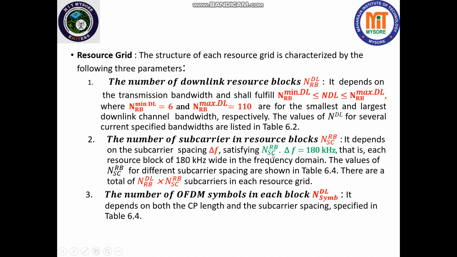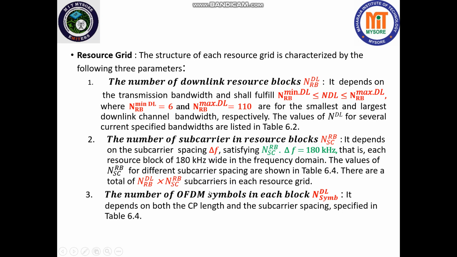That is why he has given N_SC^RB multiplied by delta F is equal to 180 kilohertz. If you want N_SC^RB, then you have to divide 180 kilohertz by delta F. Then we'll get around 12 as our number of subcarriers per block. That is what is explained over here. In some example we can see this in the next slide.